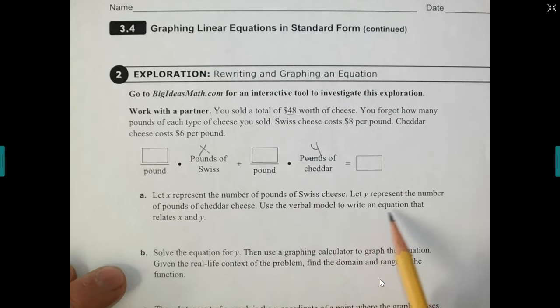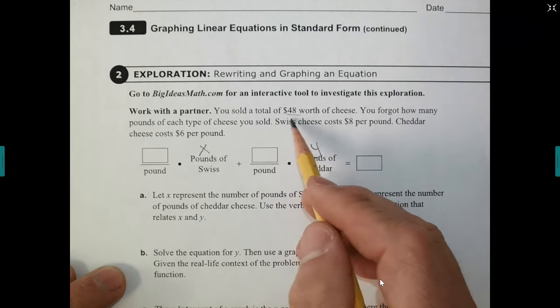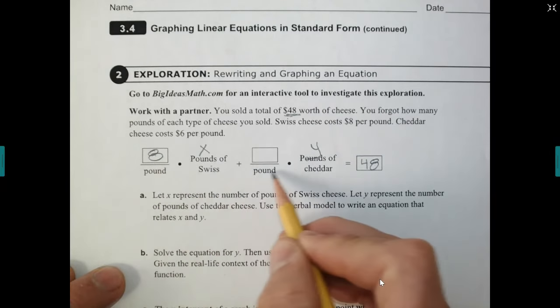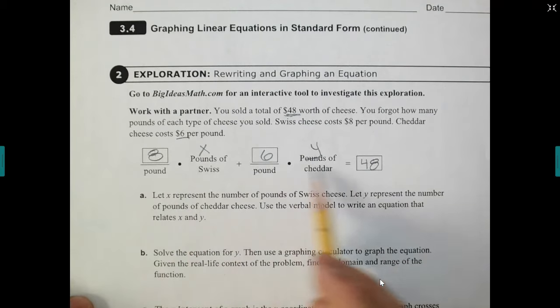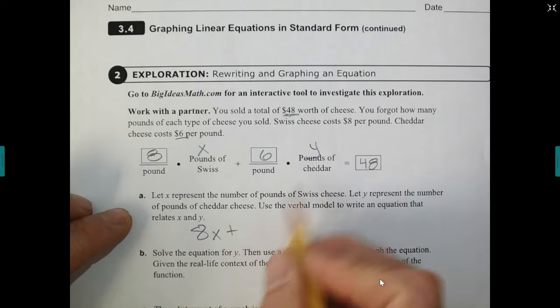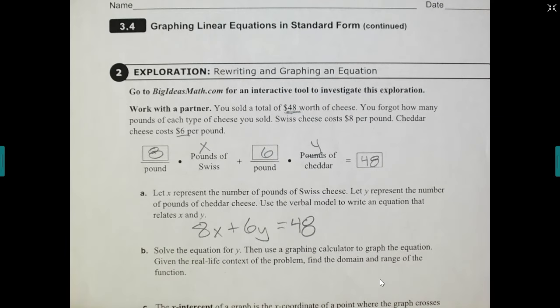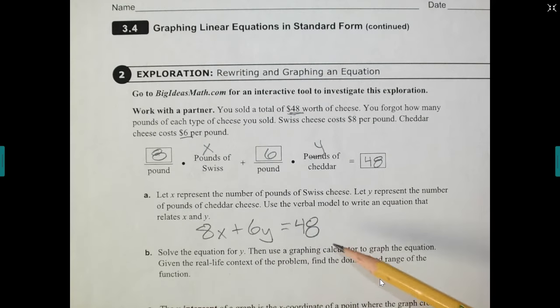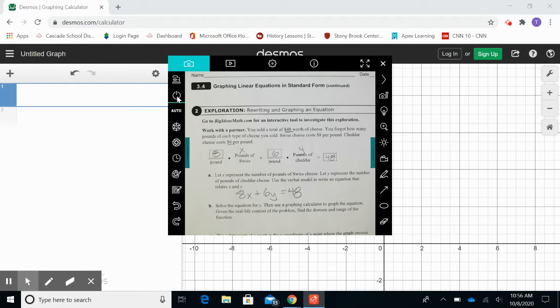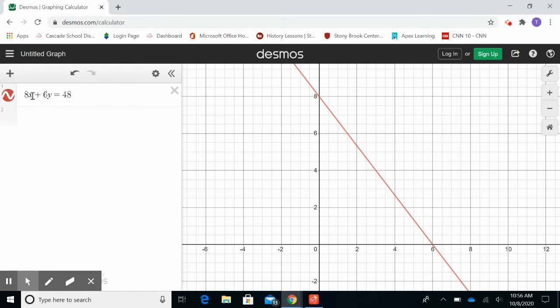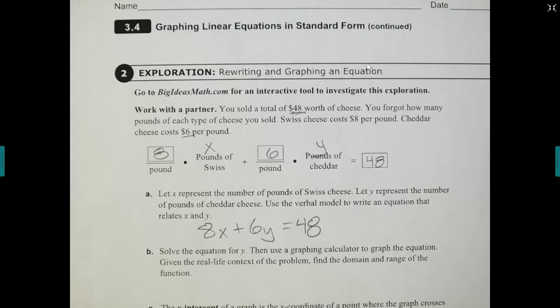Use the verbal model to write an equation that relates x and y. So up here we know we have a total of $48, and Swiss was $8 a pound, and the cheddar was $6 a pound. So there is your equation: 8x plus 6y equals 48. Okay, so that's your equation, and that is written in standard form. If you want, we can go to the Desmos calculator, and we can see what this looks like. 8x plus 6y equals 48. So there's our graph right there. There's our linear equation written in standard form. That is our line. So let's carry on.